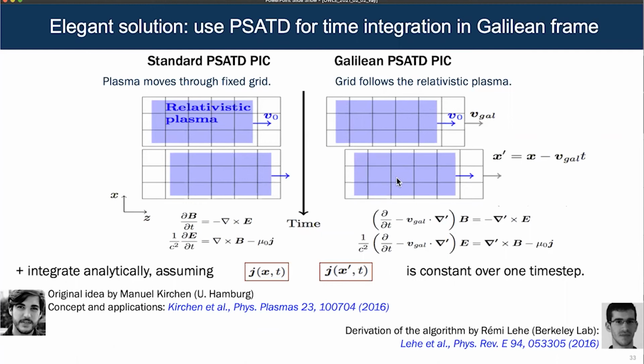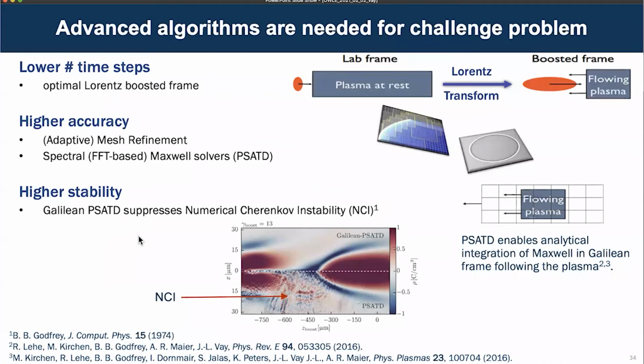And so again, making the same assumption that I made to derive the pseudo-spectral analytical time domain, the Fourier-based solver, in the static frame, then you get this new algorithm for which things look static and they are therefore stable. And it turns out that it applies not only for a uniform plasma, but it works quite well for plasma acceleration.